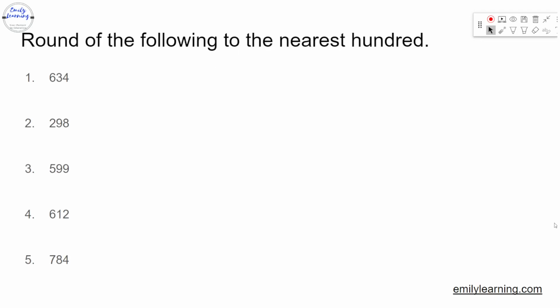Now let's take a look at this example. You're asked to round the following to the nearest 100. If you are going to round something off to the nearest 100, let's take a look at 634. So the hundreds place is 6. We are going to look at the place value right before the hundreds place to decide whether we round up or down. And 5 is the determining number. Anything that is 5 or more, we'll round up, and anything that is less than 5, we'll round down.